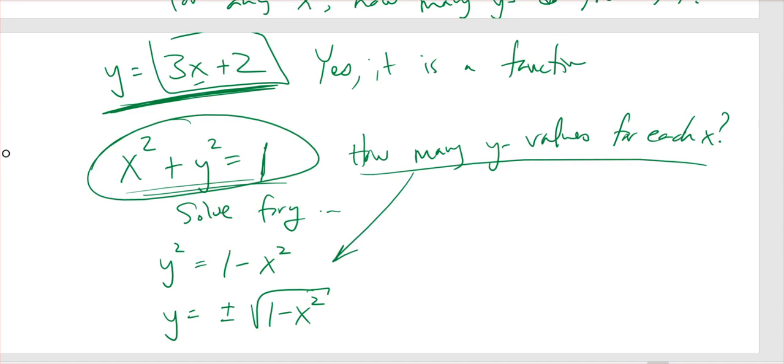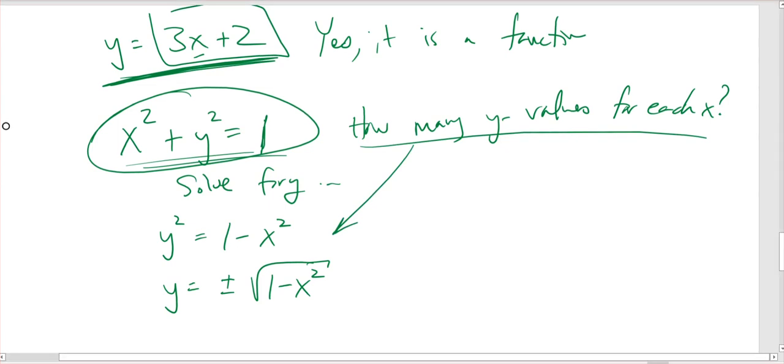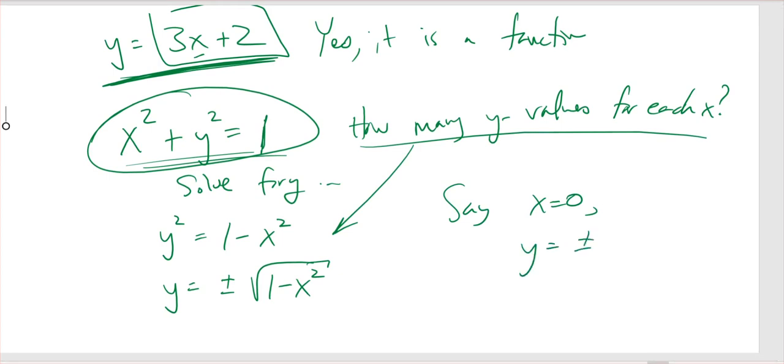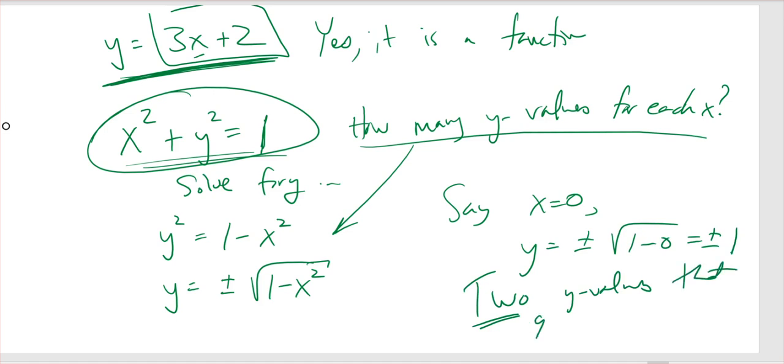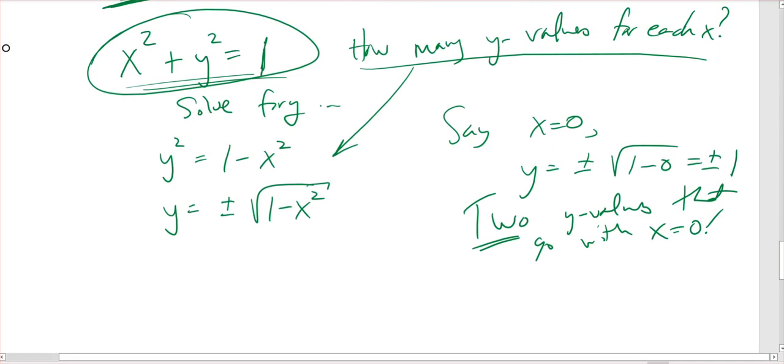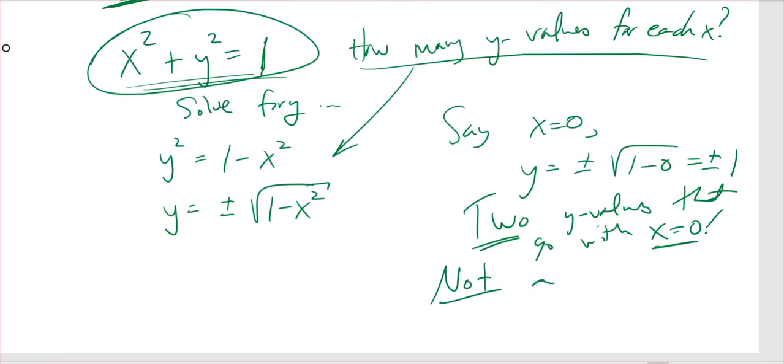So I can look at this one. If I put in the number 0, how many things are you going to get? If x equals 0, what's going to happen? y is plus or minus the square root of 1 minus 0, which is plus or minus 1. So there are 2 y values that go with x equals 0. That's not a function. I have one specific x value that we've just shown has 2 y values that go with it. So we're going to say that this is not a function.